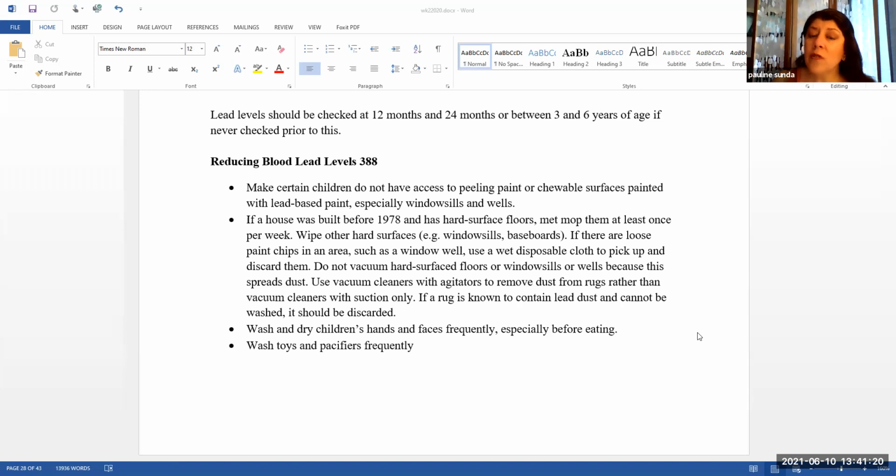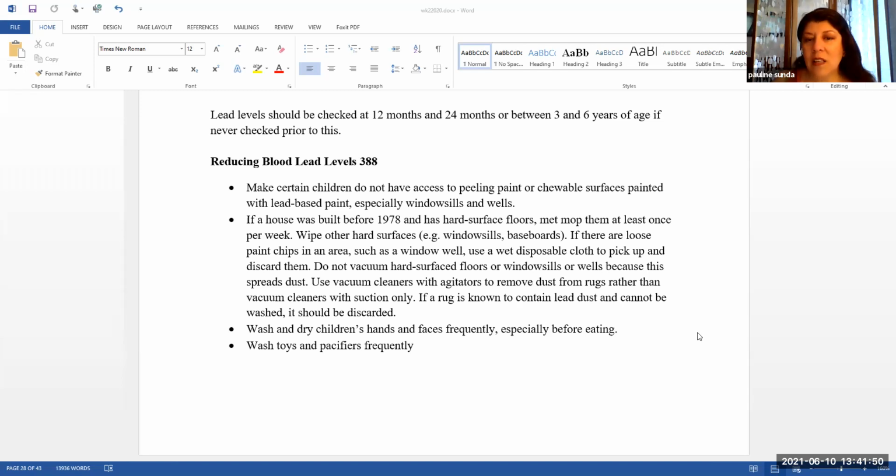It's very important for those homes built before 1978 that have hard surface floors, you want to wet mop them at least once a week. Wipe other hard surfaces like the windowsills and baseboards. If there are loose paint chips in the area, you want to use a wet disposable cloth to pick them up. Don't vacuum hard surfaces or windowsills or walls because it will actually spread the lead dust.